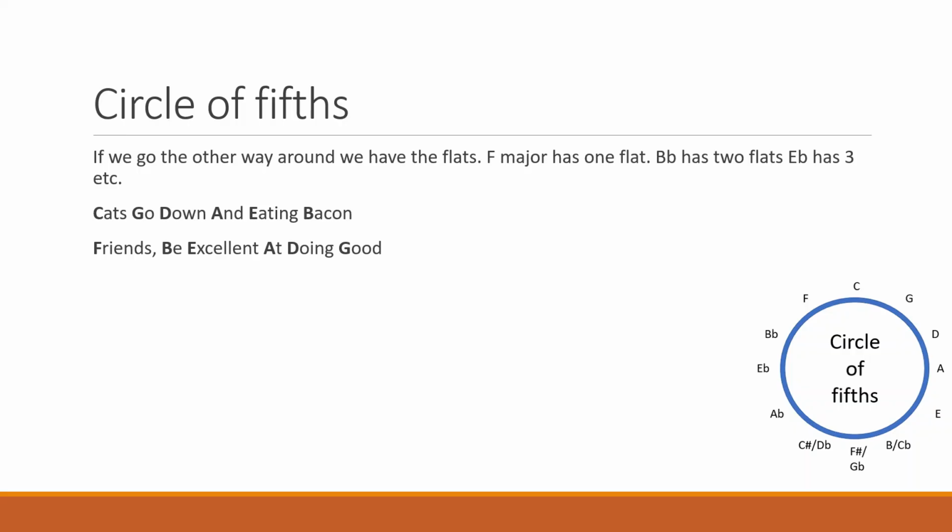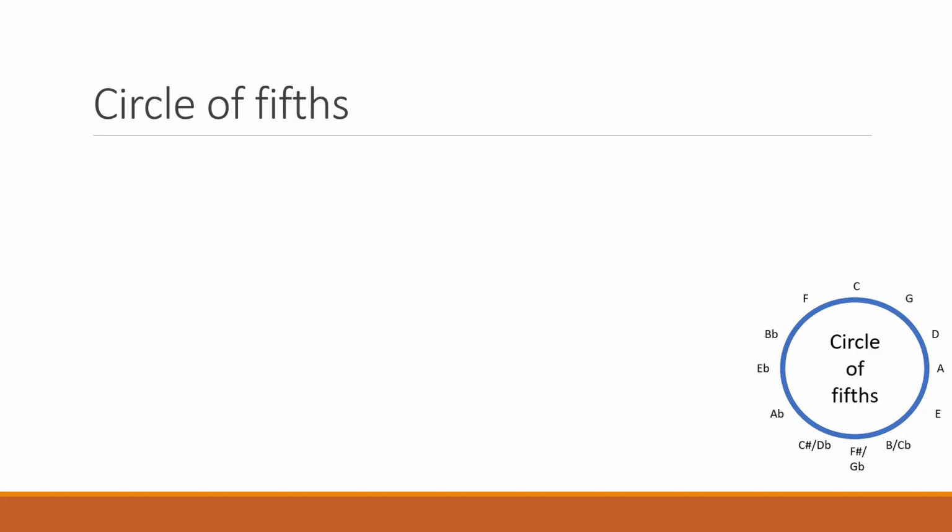And you can remember the circle of fifths by these two sentences. For the sharp side, which is clockwise, you can use the sentence: Cats Go Down And Eating Bacon. And for the flat side, you can use the sentence: Friends Be Excellent At Doing Good. We're going to use the circle of fifths to make our major scales.